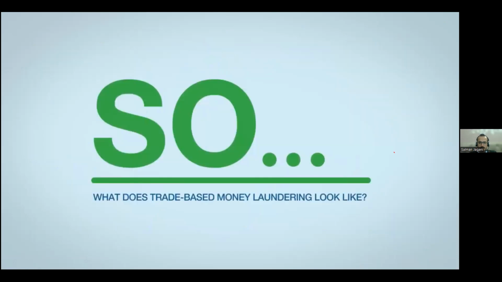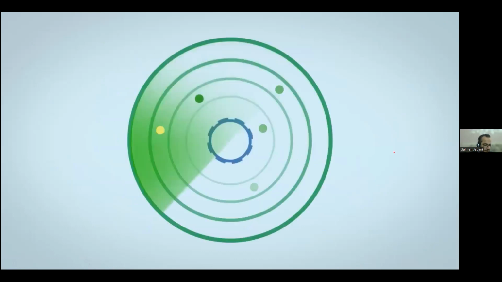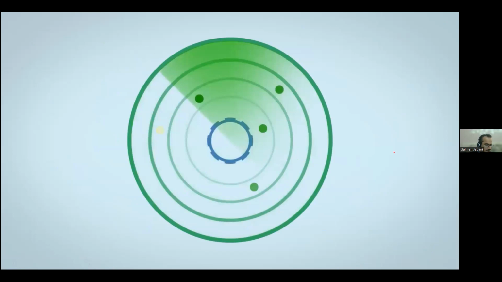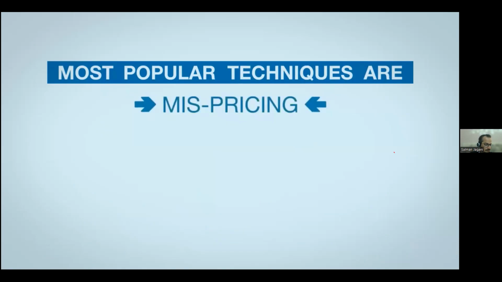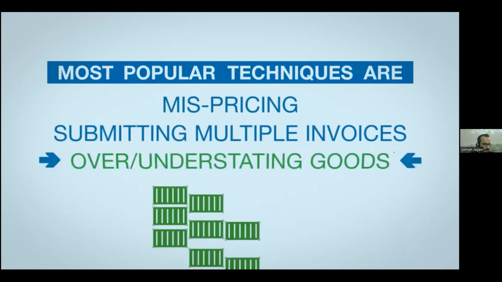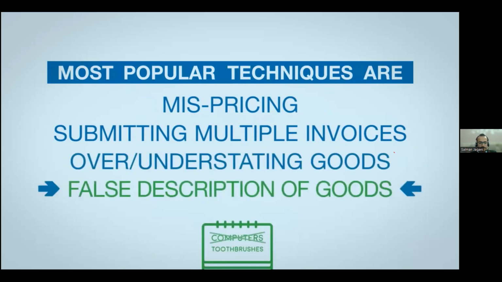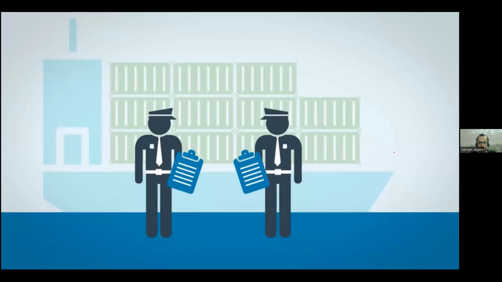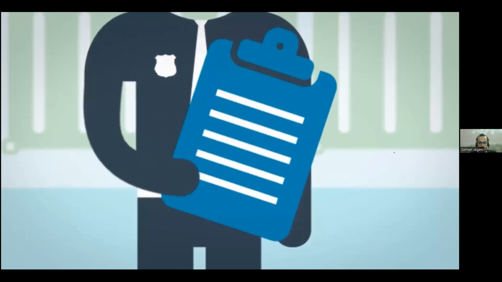So what does trade-based money laundering look like? Well, most of it seems just like legitimate trading activity, and so it's very hard to detect. The most popular techniques used are mispricing, which is where trade goods are invoiced above or below fair market value, submitting more than one invoice for the same transaction, over or understating the volume of goods traded, using a false description for the goods altogether, or making up phantom shipments that don't even exist. With no set prices for goods, and with value varying based on quality, quantity, and other commercial considerations, detecting illicit trade is a real challenge.